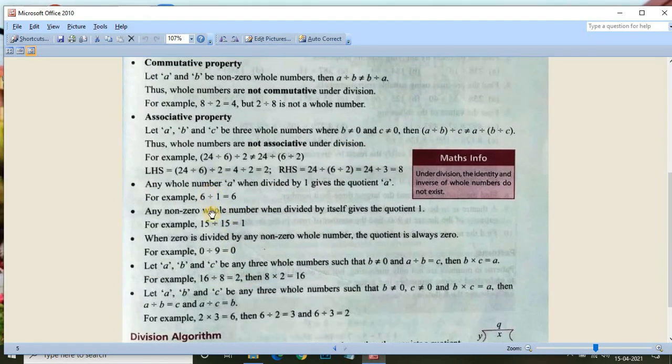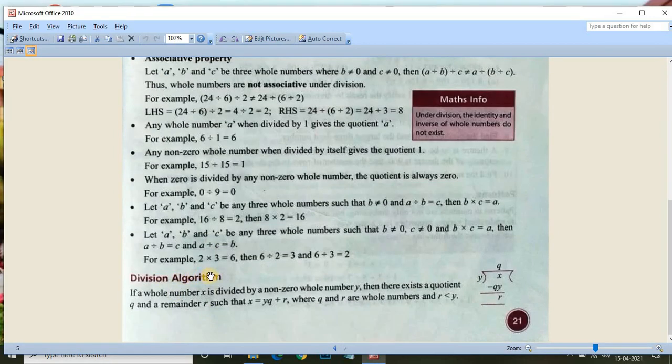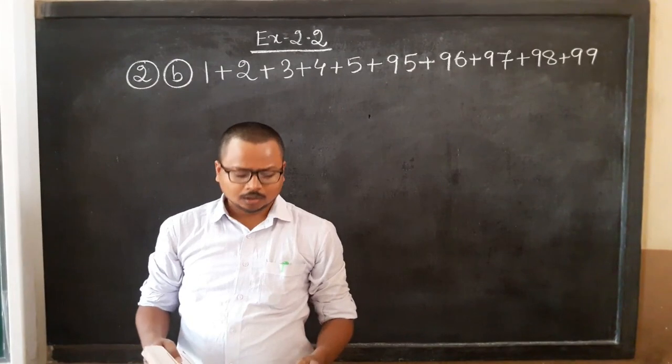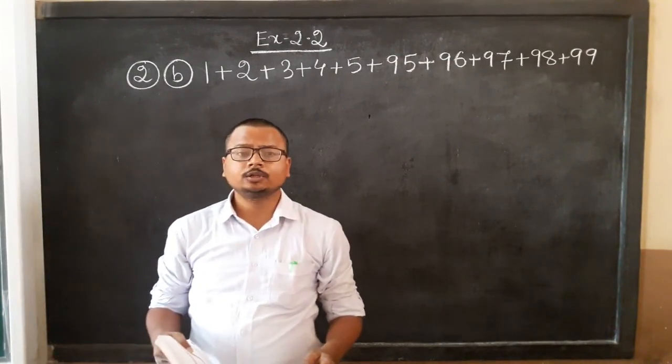So you have to read all these things clearly and then you have to use the division algorithm. You have read it in standard 2 or 3 also. You can read it clearly and you will understand. Now let us move to exercise 2.2. Okay friends, now let us start exercise 2.2.